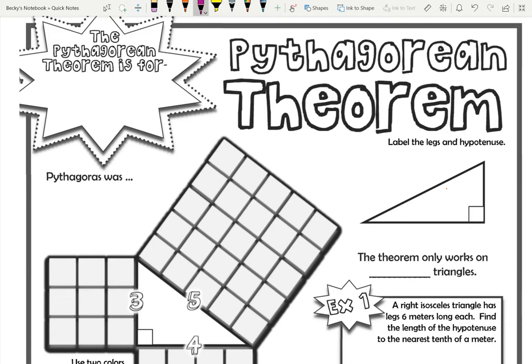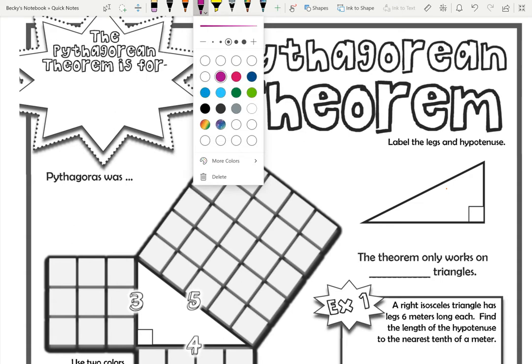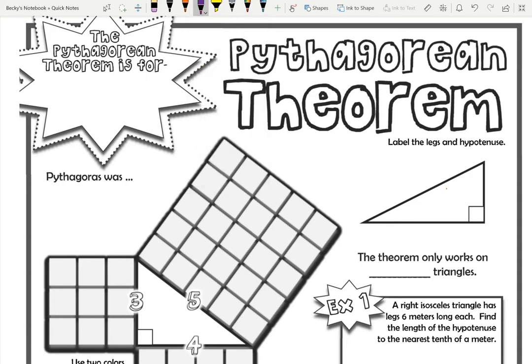So the Pythagorean theorem, why do we have this? We have this because sometimes when we have a right triangle, we want to know a length of a missing side. So the Pythagorean theorem is for finding the measure of a missing side of a right triangle.